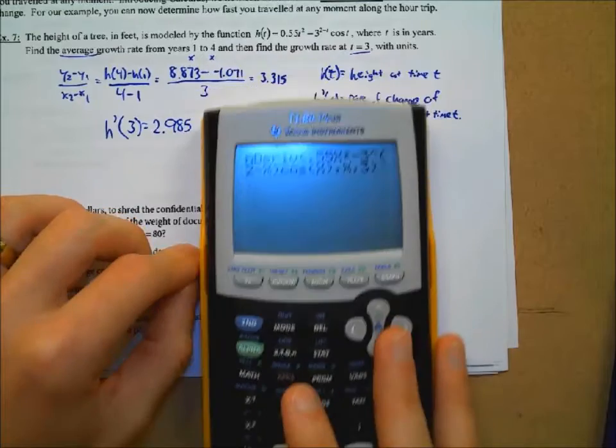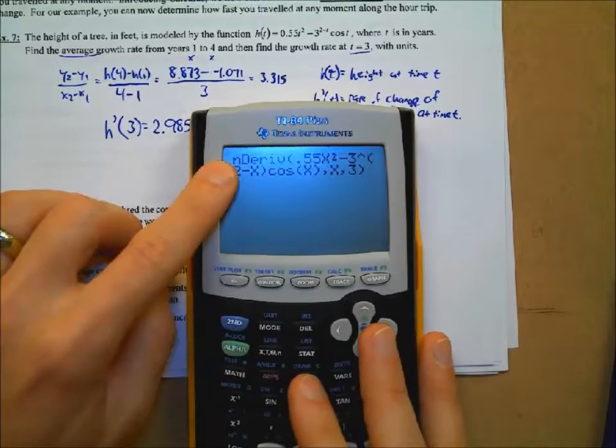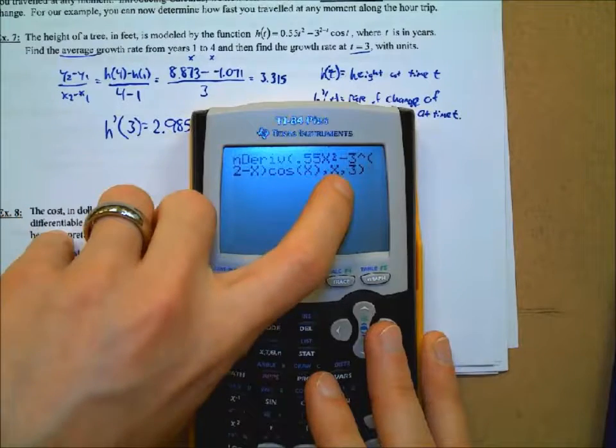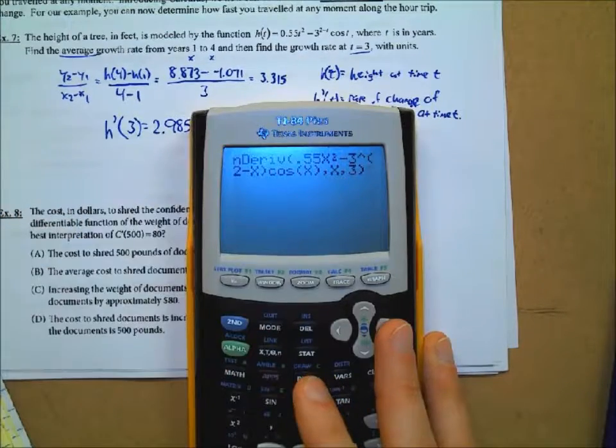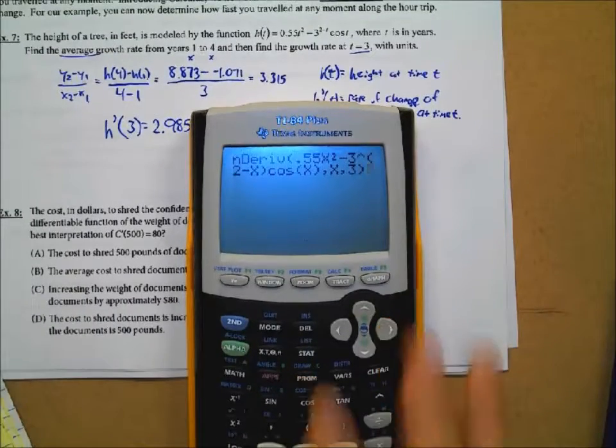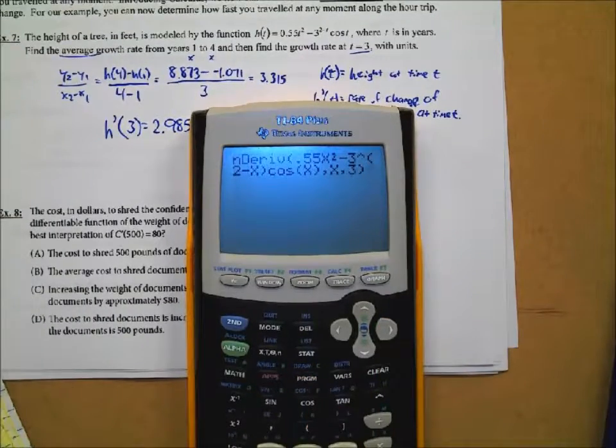That's how you want to type it in. nDeriv the function with respect to x, so comma x, comma 3 where you're evaluating. So function, comma, with respect to x, comma, the value at which you're trying to evaluate the derivative, 3. Okay? Just like that, you hit enter, you get the same answer.